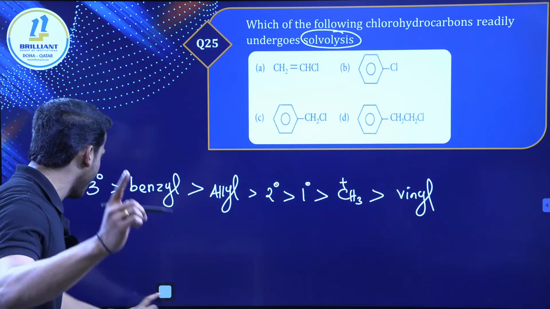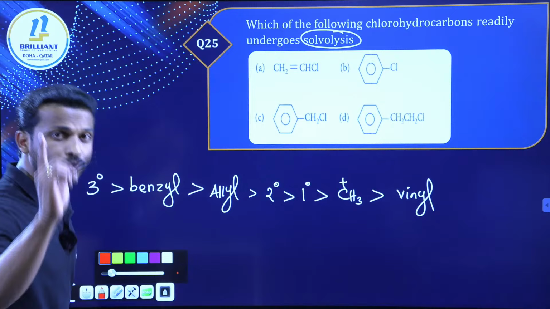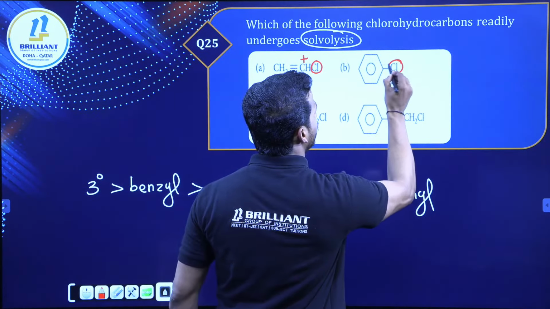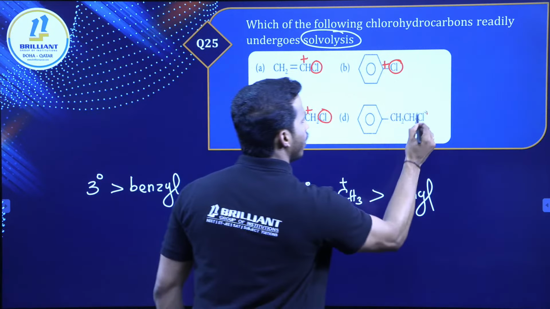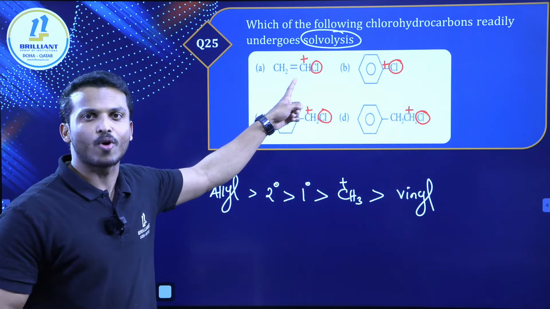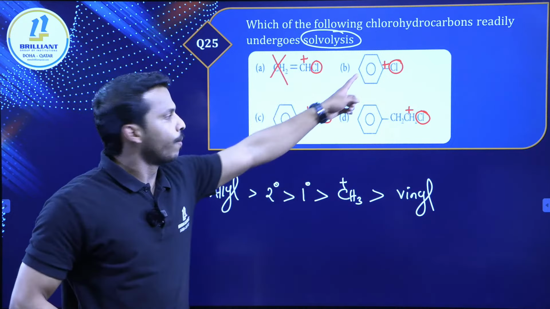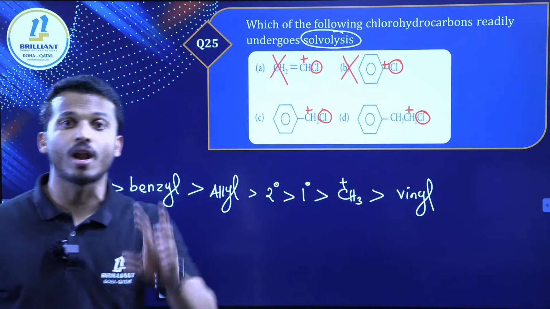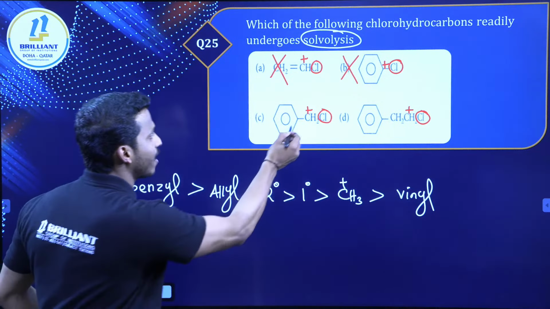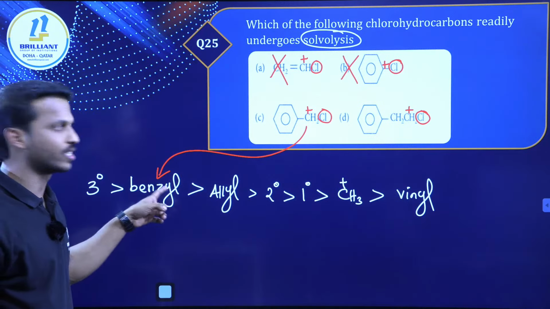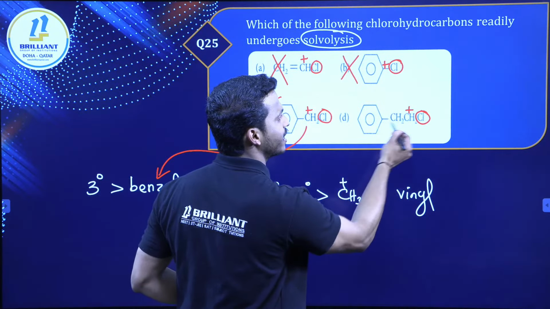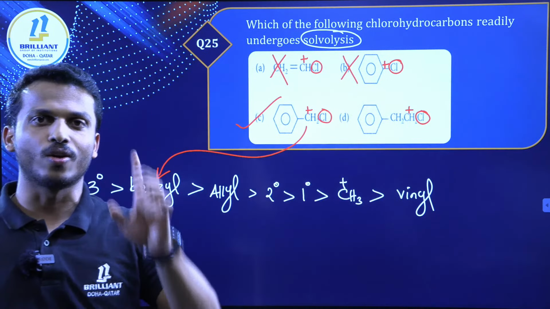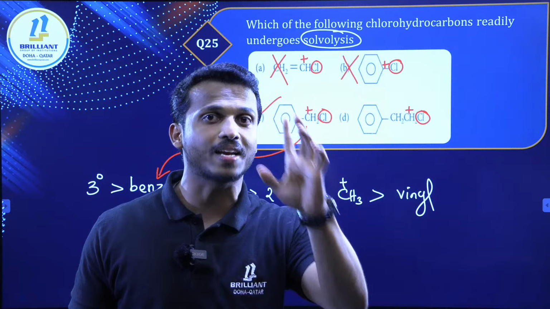Dear all, I told you in SN1 mechanism what you have to do first: remove the halogen, make the carbocation. This is vinyl carbocation, least stable. Phenyl carbocation, least stable. What do we call benzene with the CH2? Benzyl. Benzyl carbocation is the most stable among these. And what about this one? It is just a primary, connected to one carbon. So among these carbocations, the most stable is option C, benzyl carbocation.